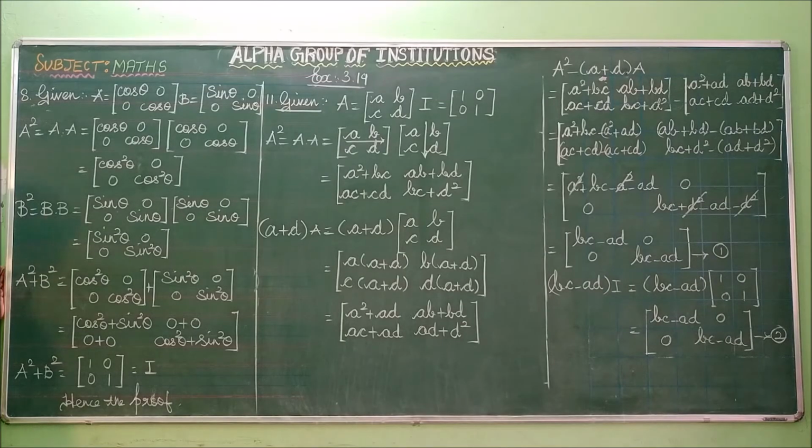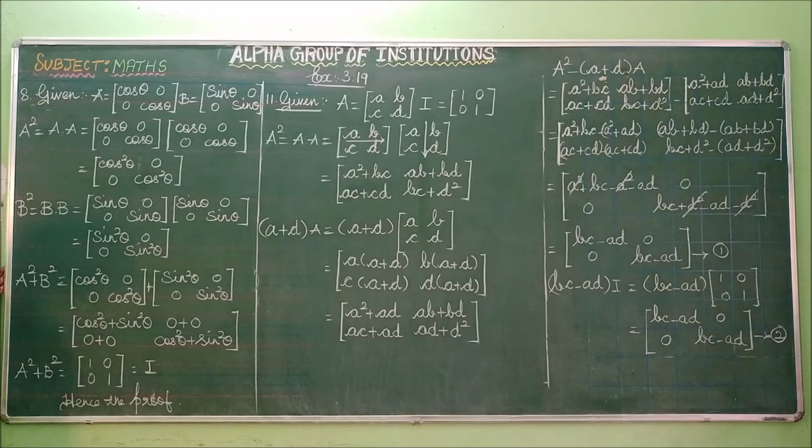Listen to the 8th problem. If A, which is equal to matrix cos theta 0 0 cos theta, B, which is equal to sin theta 0 0 sin theta, then show that A squared plus B squared, which is equal to our identity matrix I.